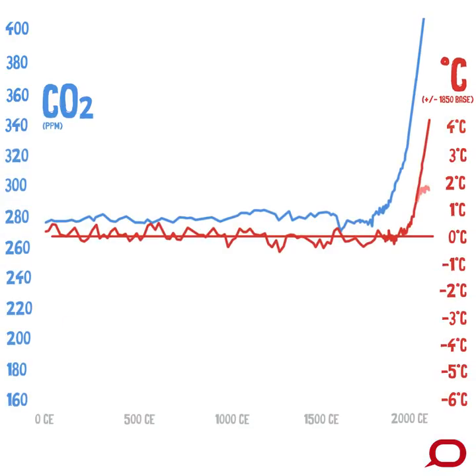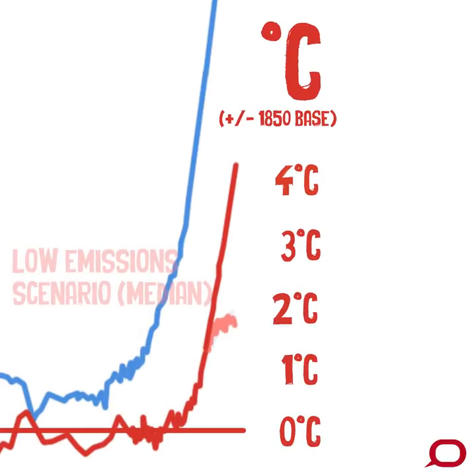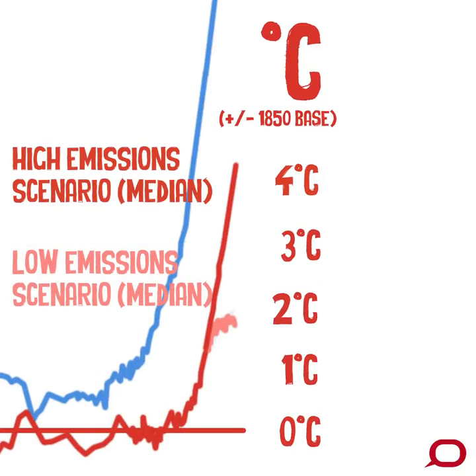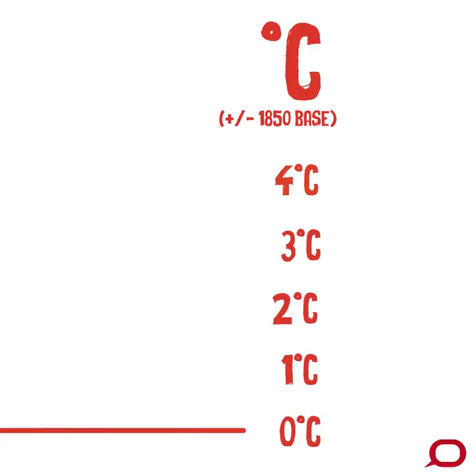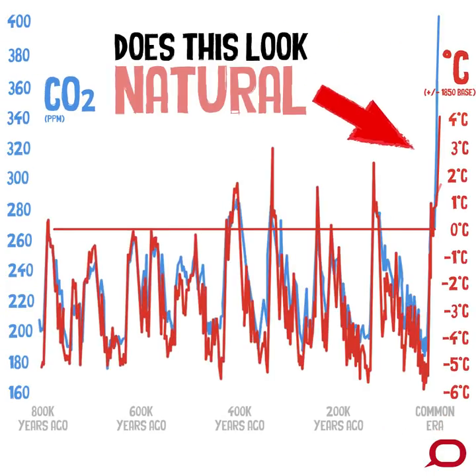On current projections, by 2100, our climate could warm by 4 degrees Celsius or even more, depending on our actions to cut CO2 levels. So, does this look natural to you?